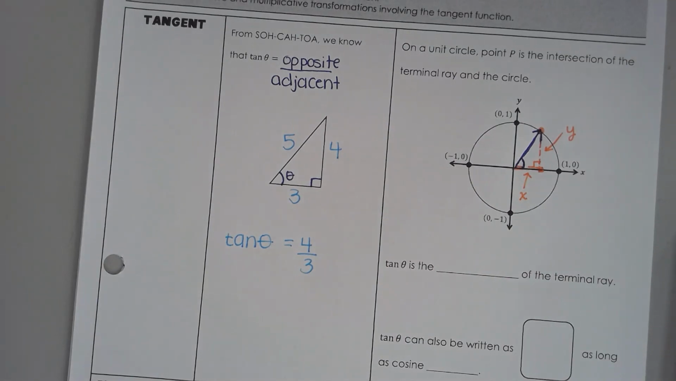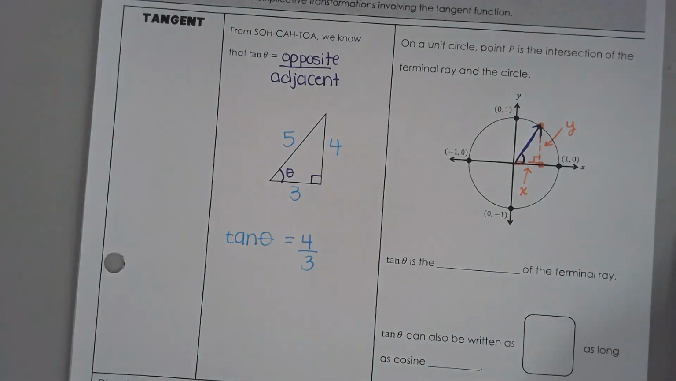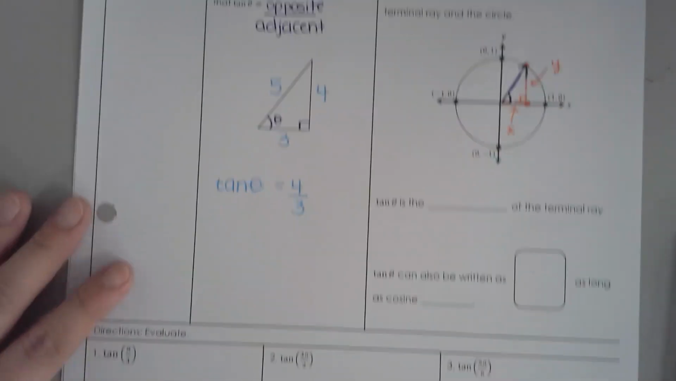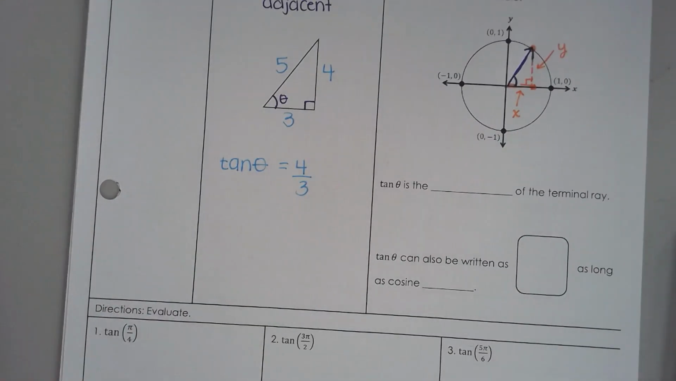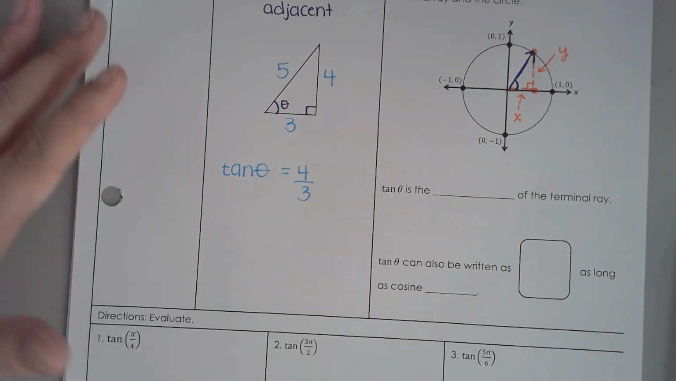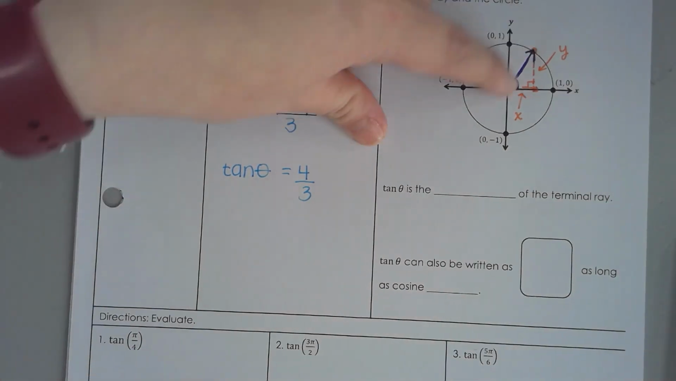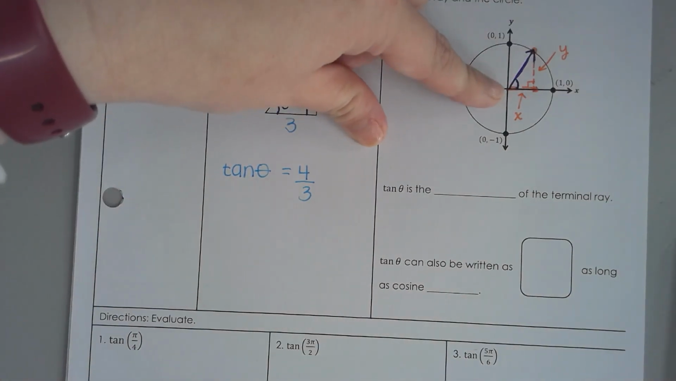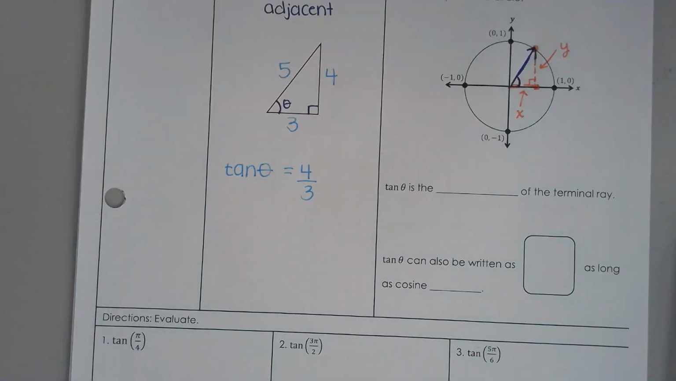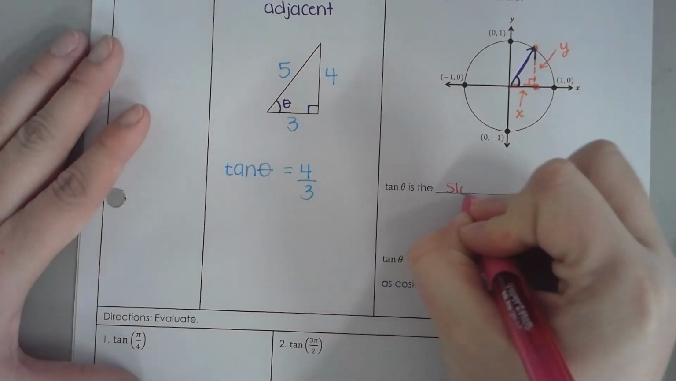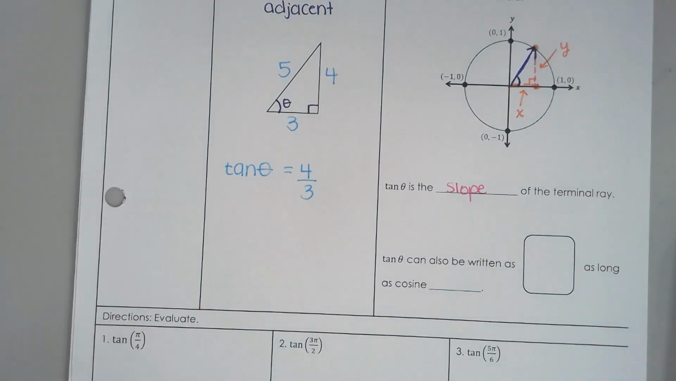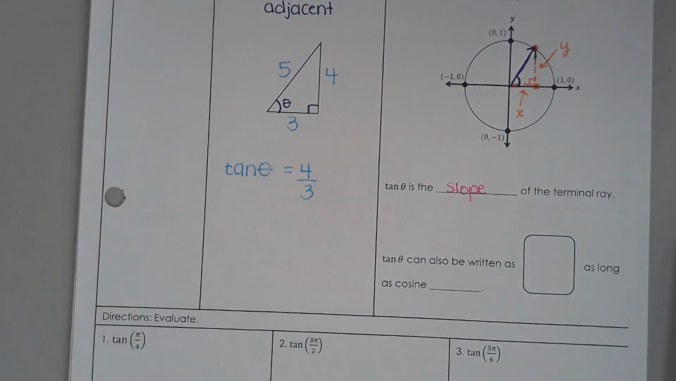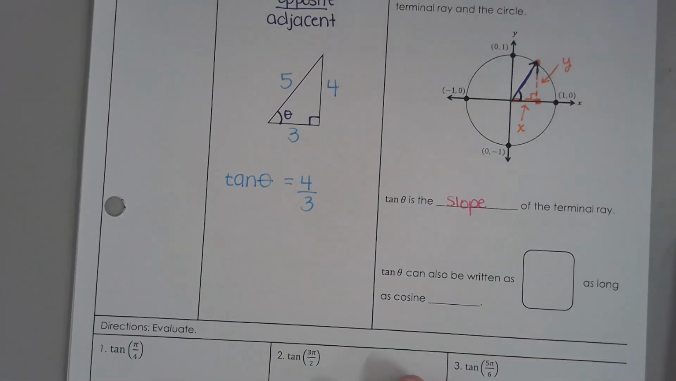Two things this relates to. I'd actually never had it put this way, but I'm going to because it was in our standards for pre-cal. It's like the slope. The slope of this line is rise over run. So tangent could be considered the slope of the ray. Makes complete sense. Slope is rise over run, or your change in y's over your change in x's.